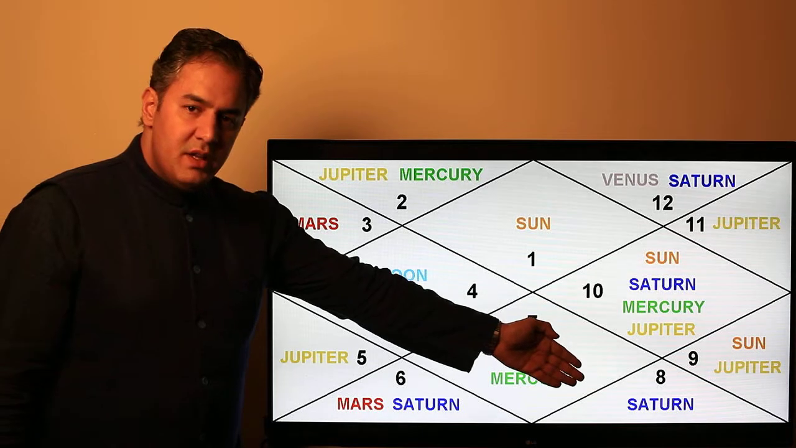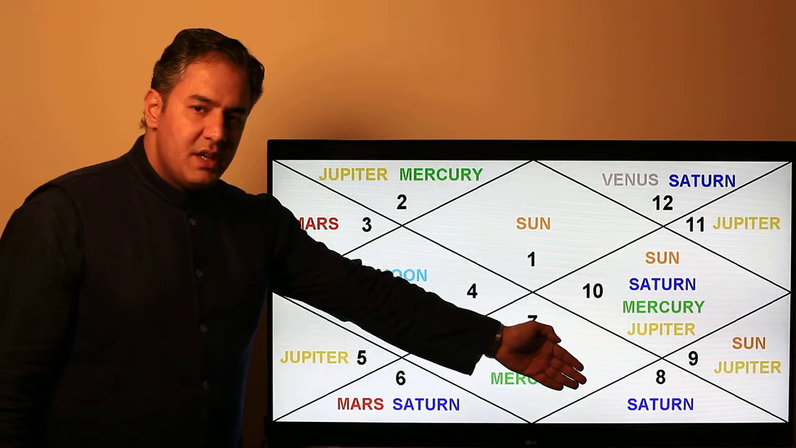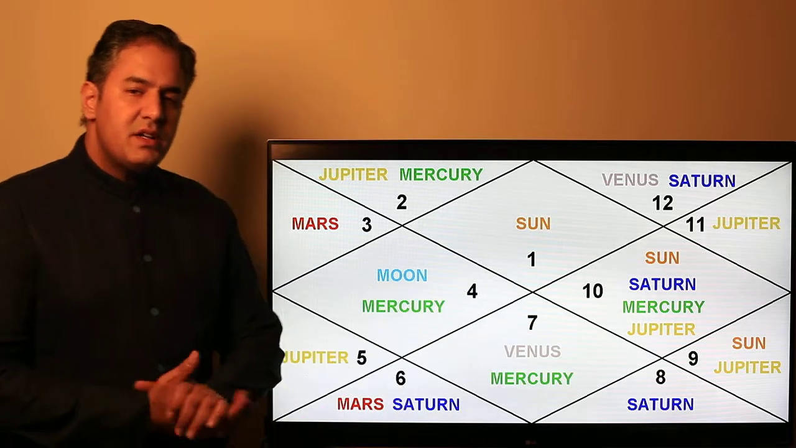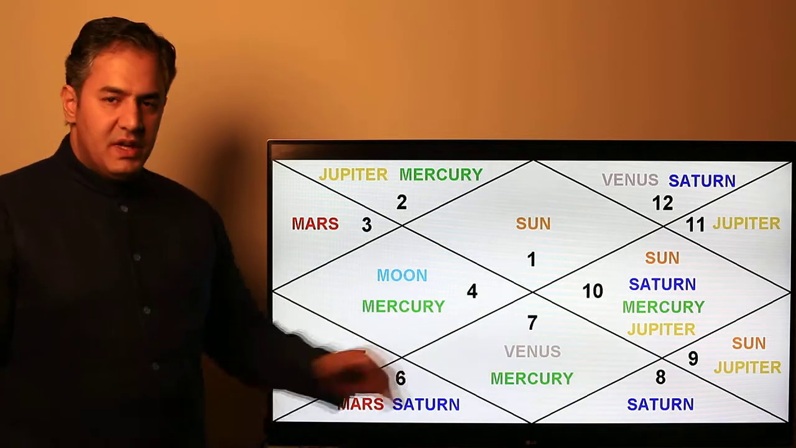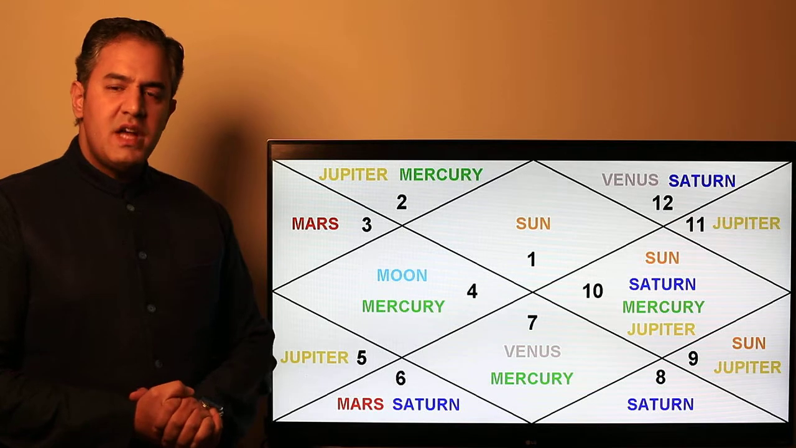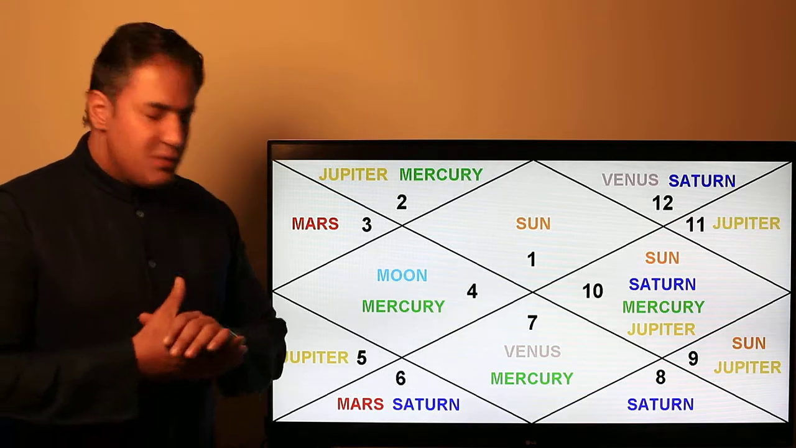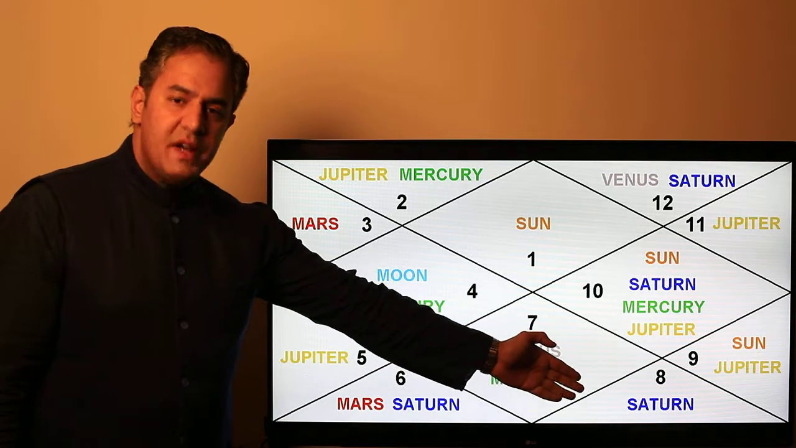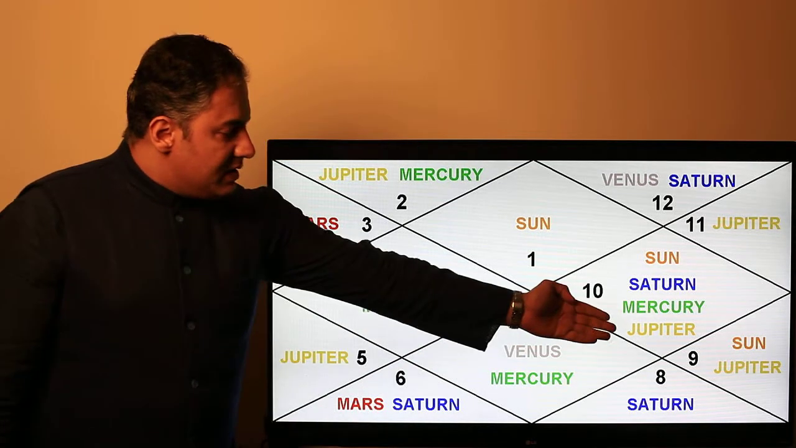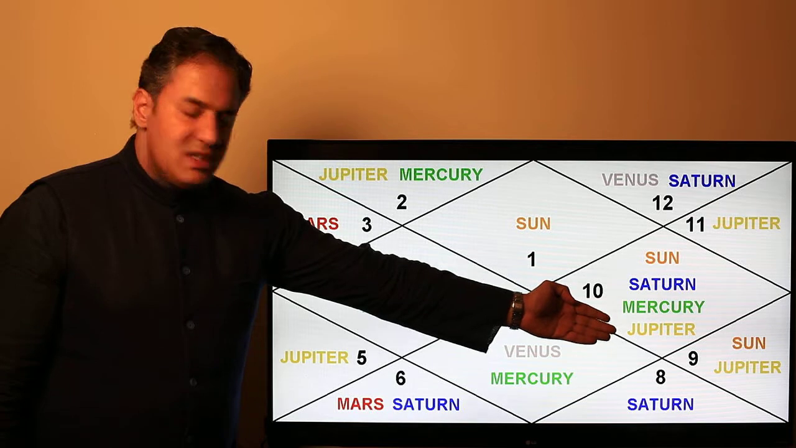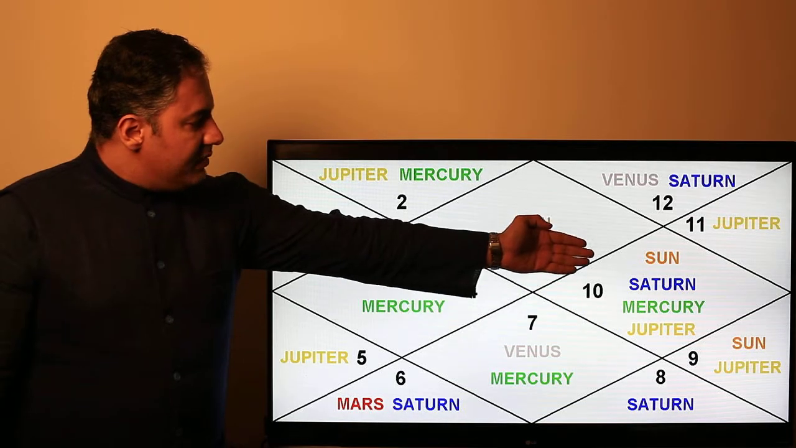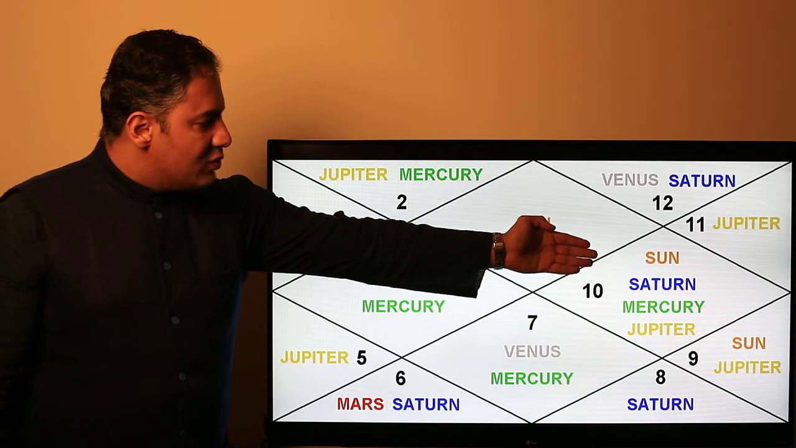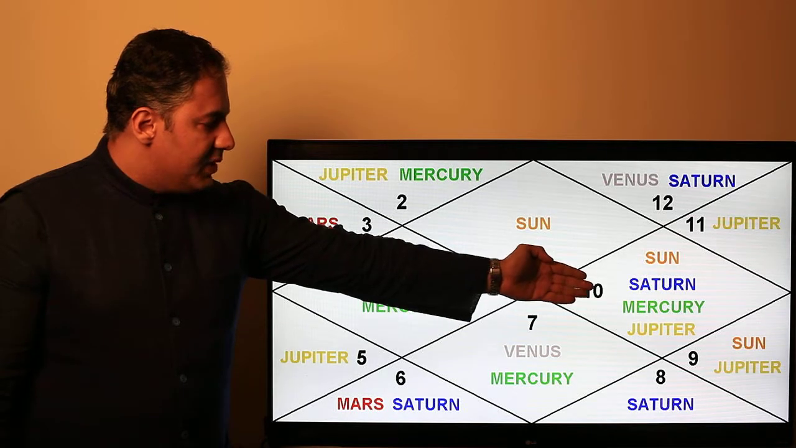Now Saturn becomes the fixed significator of the 8th house. Saturn will represent your longevity. If in a horoscope Saturn is debilitated or Saturn is weak, then definitely it will hamper the longevity of a native. The fixed significator of the 9th house is Sun and Jupiter. The fixed significators of the 10th house are Sun, Saturn, Mercury and Jupiter.